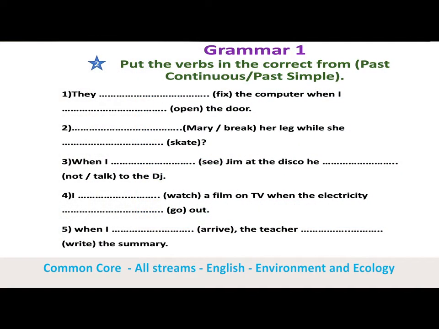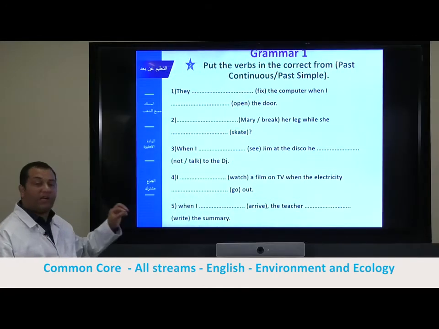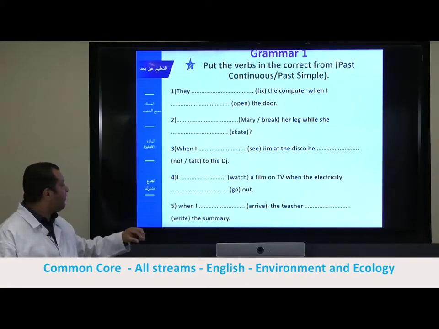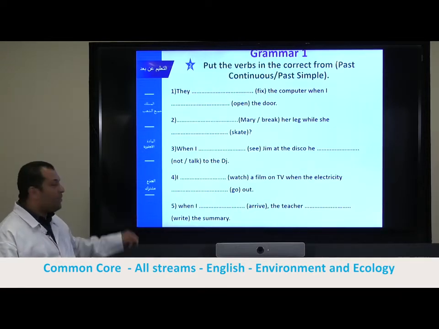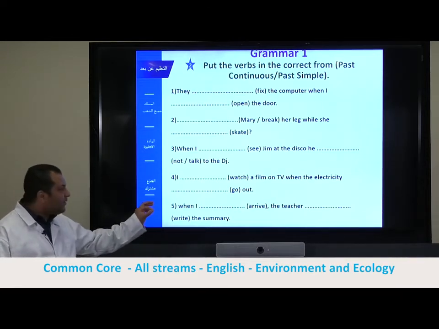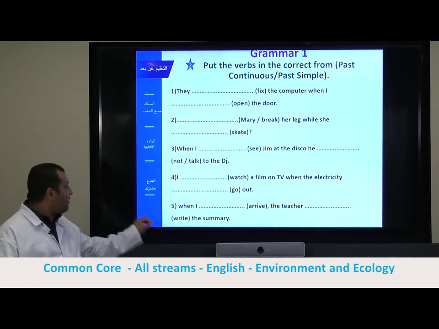Number 1, they blank fix the computer when I open the door. Number 2, Mary break her leg while she skate. Number 3, when I see Jim at the disco, he talk to the DJ. Number 4, I watch a film on TV when the electricity go out. Number 5, when I arrive, the teacher write the summary.